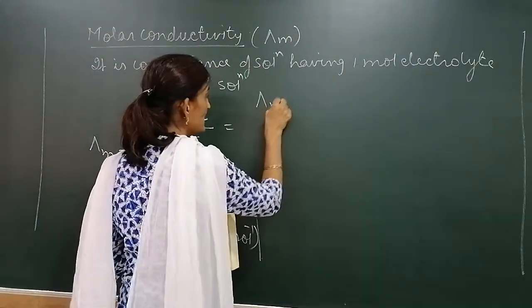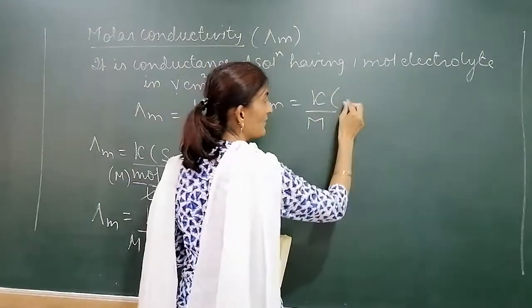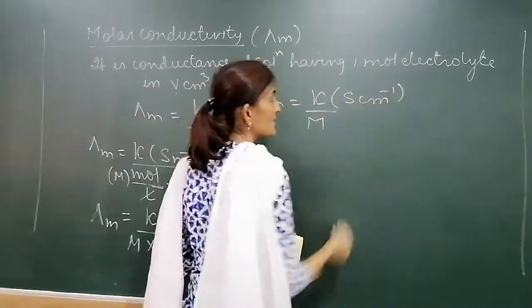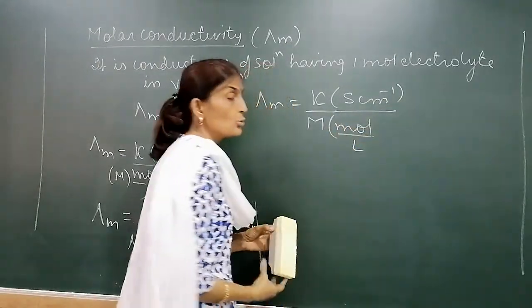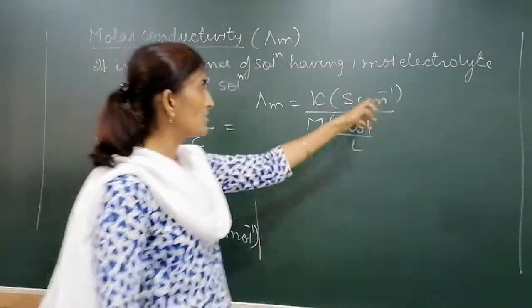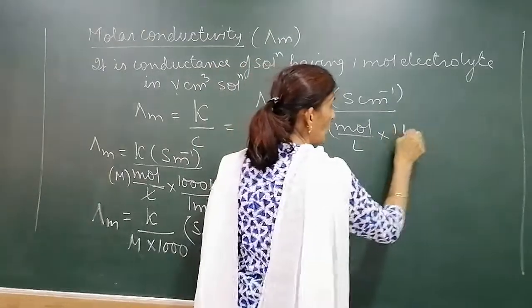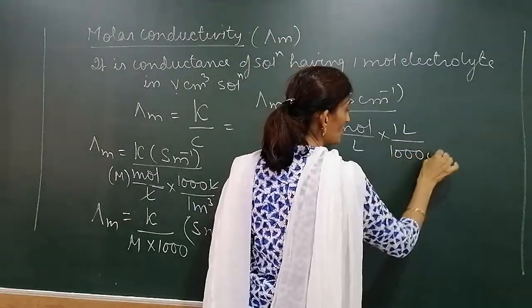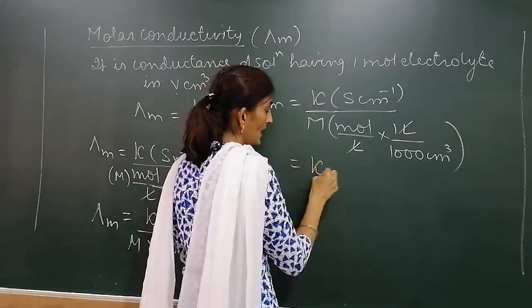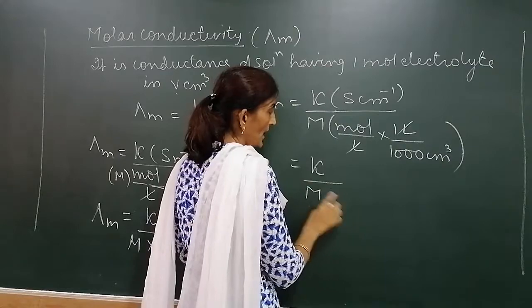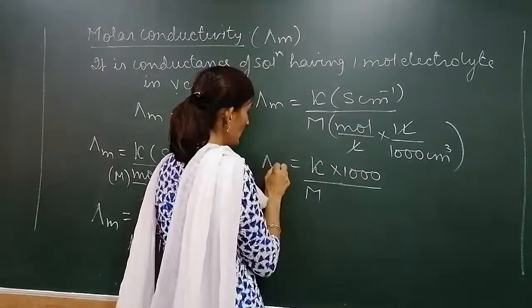In second case, lambda m will start from here. We know that lambda m is conductivity upon molarity. Suppose unit of conductivity is given Siemens centimeter inverse. Molarity we know it is in mole per liter. Just we have to convert this liter into centimeter cube because it is CGS. What's the relation between centimeter cube and liter? We know that 1 liter is 1000 centimeter cube. This liter will cancel. Answer will be K upon molarity, and 1000 comes up. So into 1000. This is the formula for calculating lambda m.